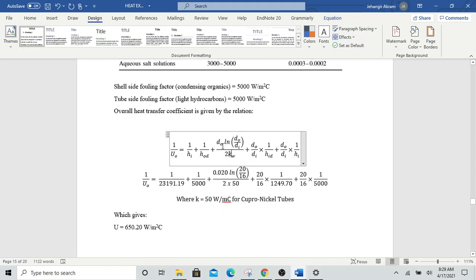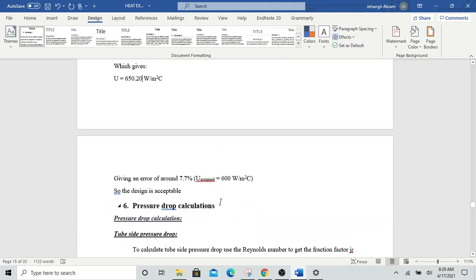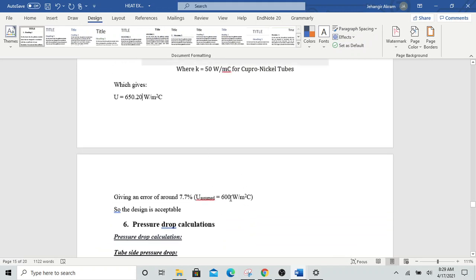So this K accounts for the conductance inside the shell and tube heat exchanger. Okay, after inputting all the variables, we found an overall heat transfer coefficient, giving an error of 7%.